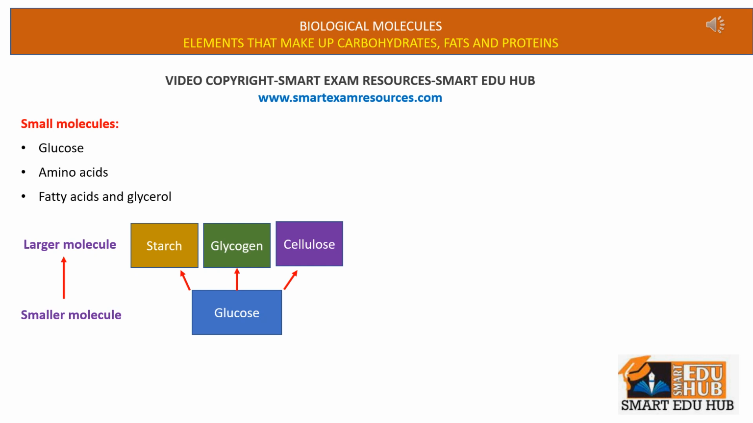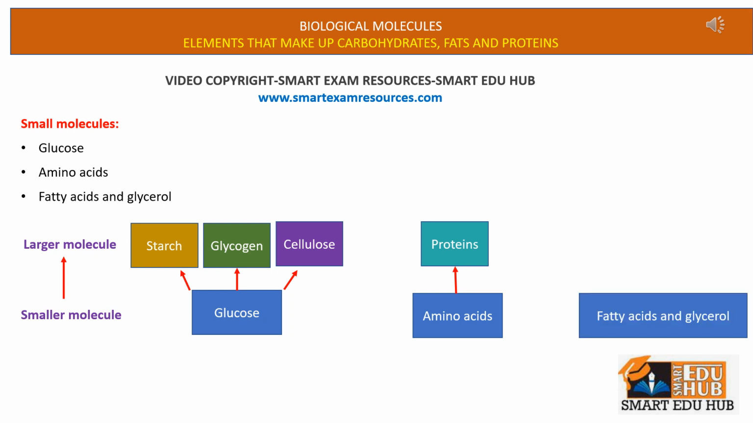Next we shall talk about amino acids. There are 20 different types of amino acids in our body. These amino acids join to form larger molecules called as proteins. And lastly, the small molecules, such as the fatty acids and glycerol, join to form the larger biomolecule called as fats.